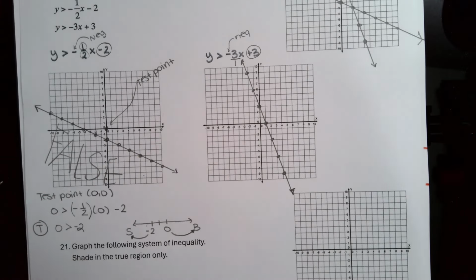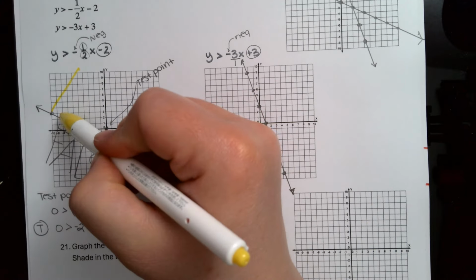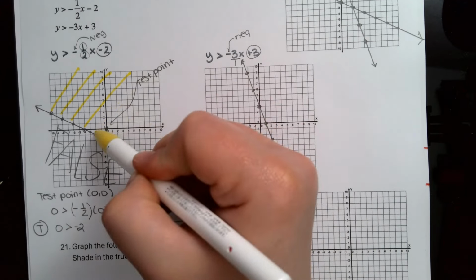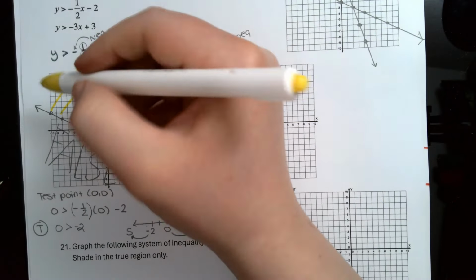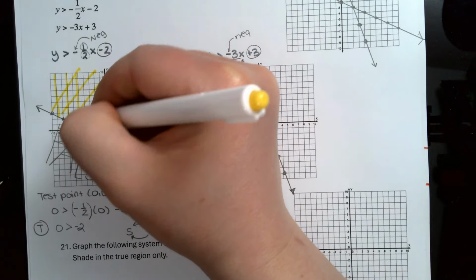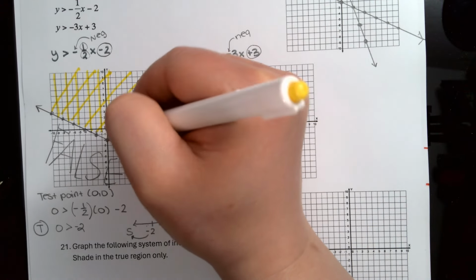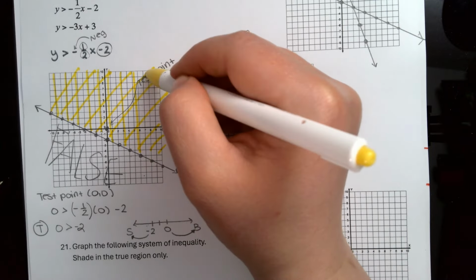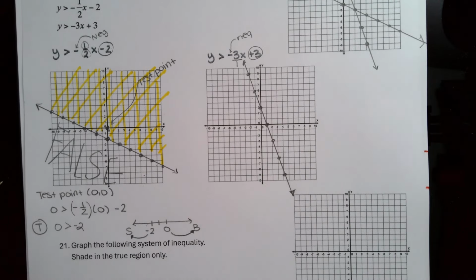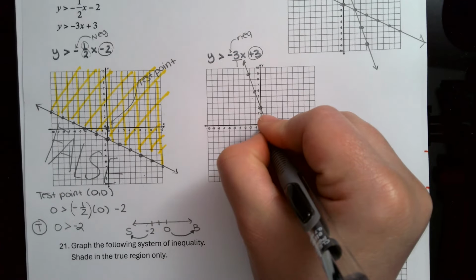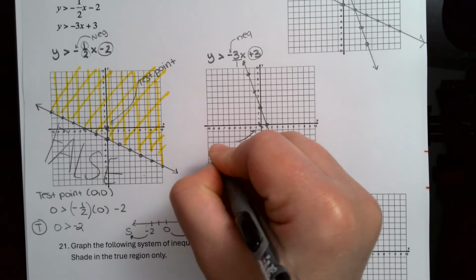And we are going to color in the true region. Remember, for my class, we don't do scribbles, just lines as such. We're going to do exactly the same thing here. We're going to select a testing point. Let's do a testing point of 0, 0.